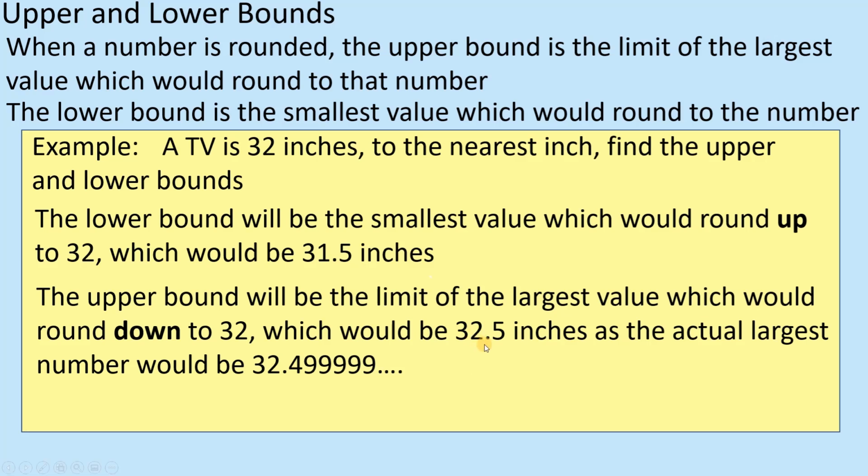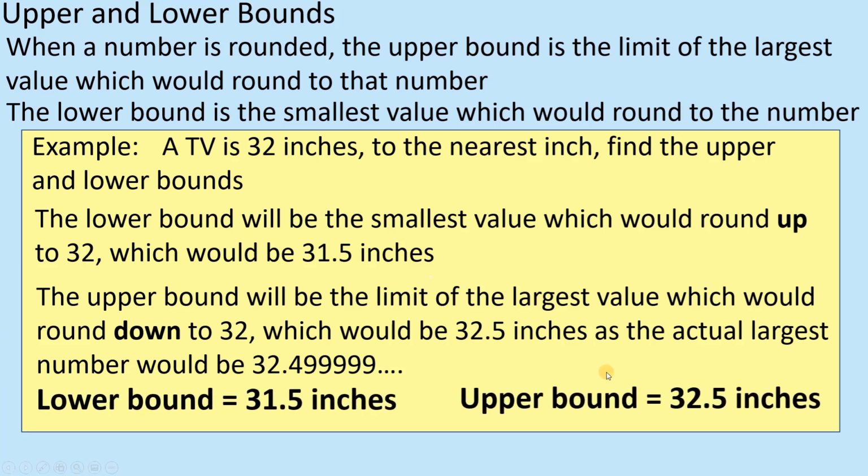In terms of calculation, we can't really work with the recurring decimal, so we work with this. I want you to just accept that when we're talking about upper and lower bounds and limits, we're going to use 32.5. I know you might not like it, and I agree with you, but for the bound and the limits, we use 32.5. So anything less than 32.5 is going to be 32, and anything bigger than 31.5 is going to be 32. So they are our limits. Those are upper and lower bounds.